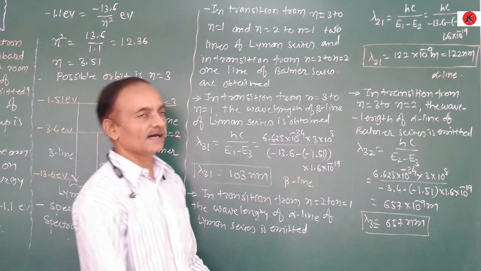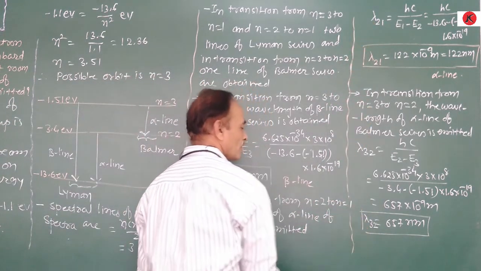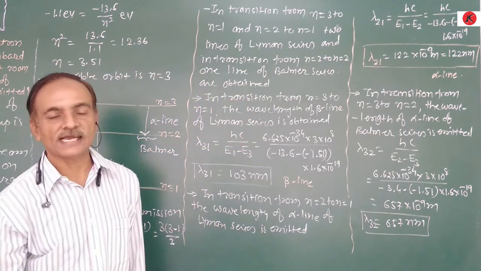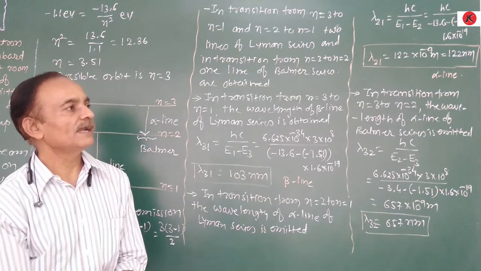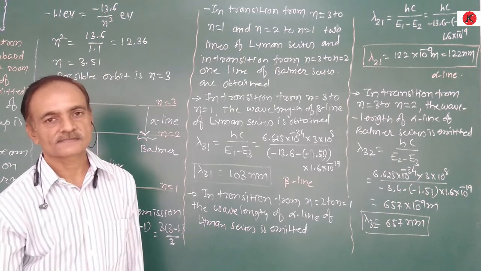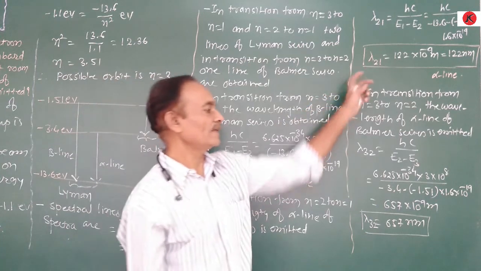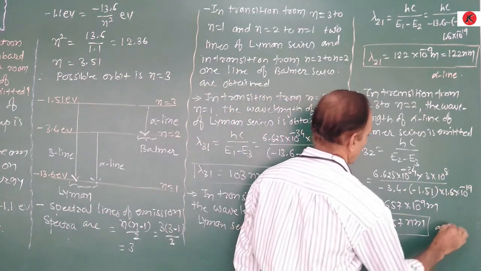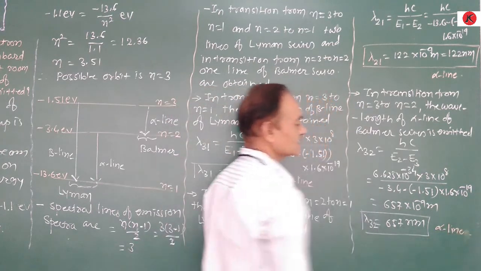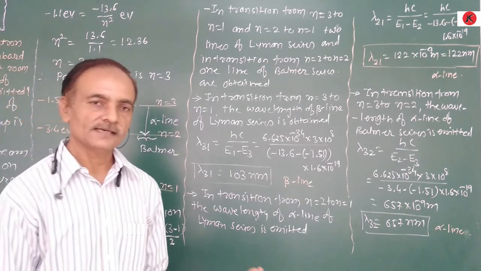So here the 3 spectral lines, 2 of the Lyman series and 1 of the Balmer series, are obtained when the electron beam of energy 12.5 electron volt is bombarded on the gaseous hydrogen. These are the wavelengths of the 3 lines: the beta line and alpha line of Lyman, and the alpha line of Balmer series. So it is a numerical but quite lengthy. Clear?